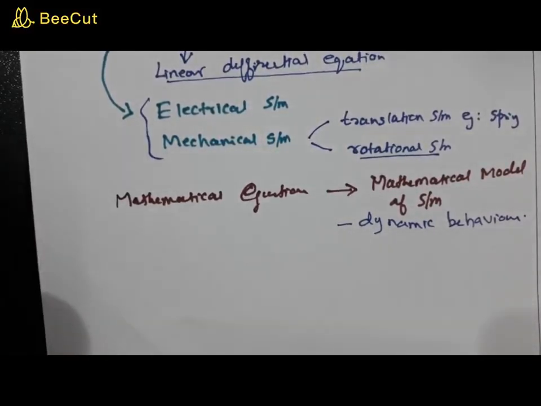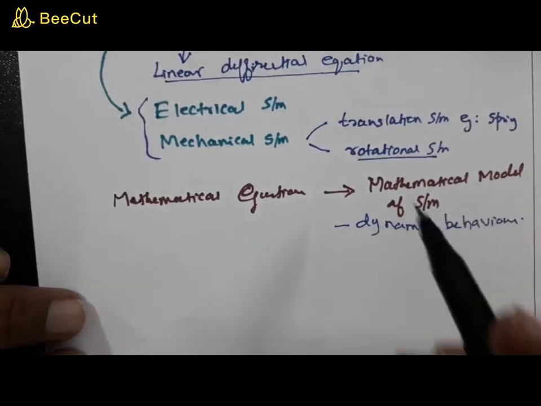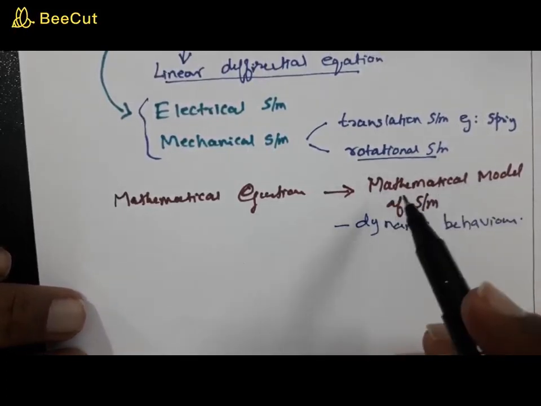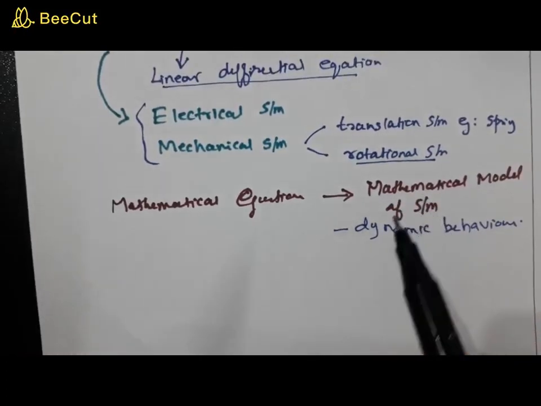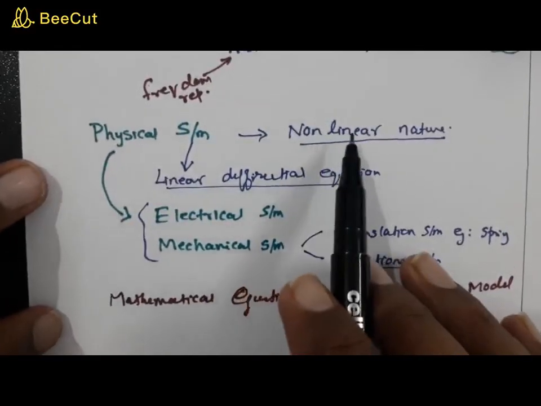It is actually the change of the output with respect to the change of the input. So the changes, time to time changes, can be studied by this dynamic behavior, and that can be well explained by such a mathematical model, even though this mathematical model is not perfectly apt for a physical system because of the non-linearity issue.